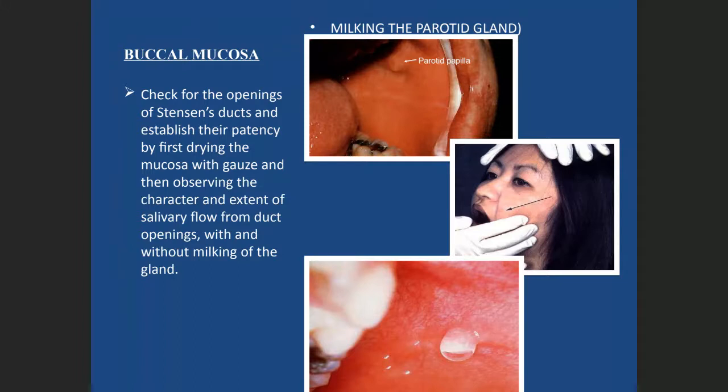Okay, when you check for the opening of Stensen's duct, where does it open? Opposite to the second molar area.